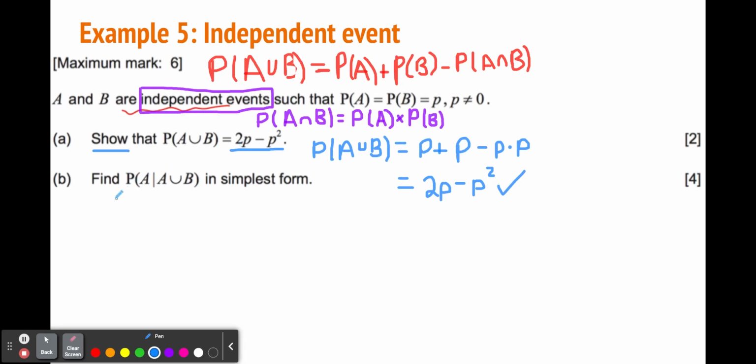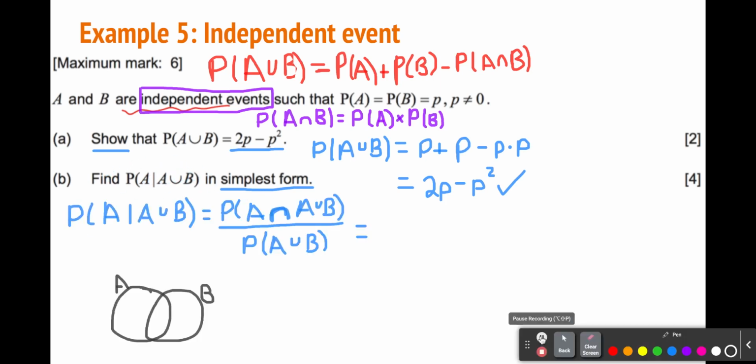For part B, find the probability of A given that A union B. And they ask us to simplify this. So a little bit of algebra here. So first, I'm going to take the probability of A given A union B, and I'm going to write this using the formula from the formula booklet. Okay, so this is the formula from the formula booklet, an adaptation. So whatever you see as the given that, this is the one on the bottom, and then the top part is the and. So it's A and this part.